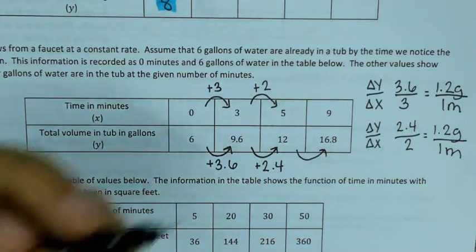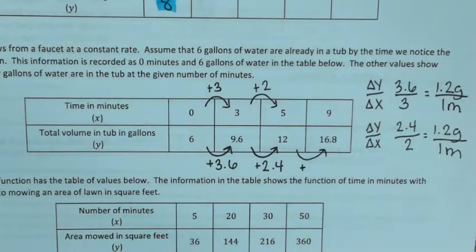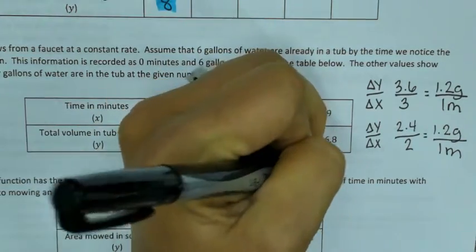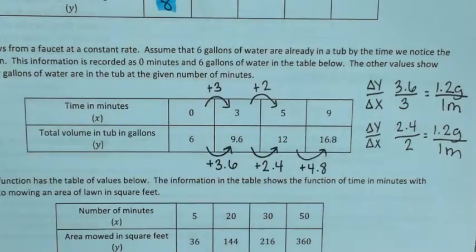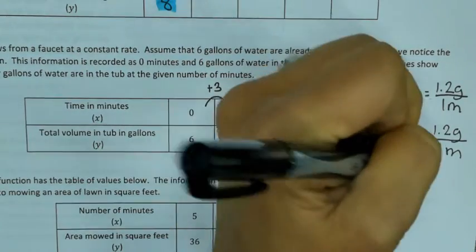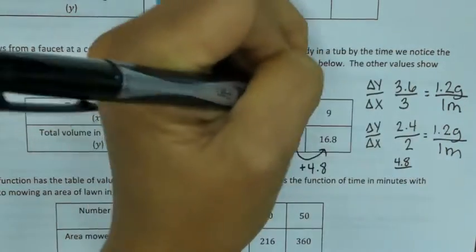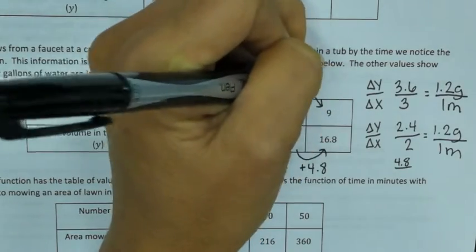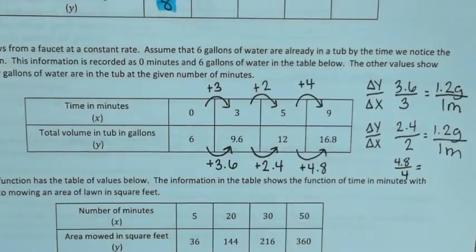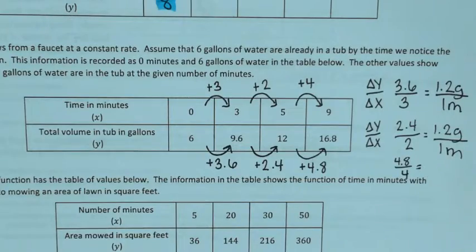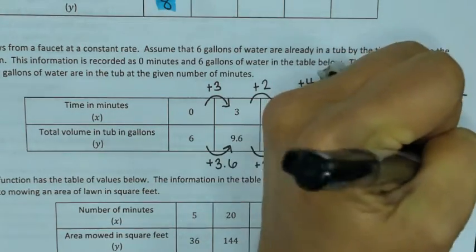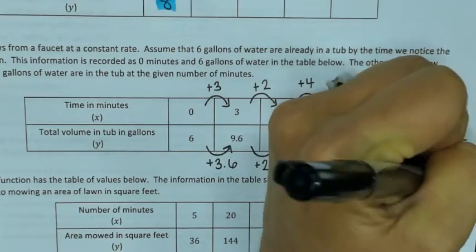You just add whatever 16.8 minus 12 is. And what is that, guys? Help them out. Plus 4.8. Plus 4.8, so I've got 4.8 for every how many minutes? For every 4 minutes. If I simplify that down, what am I going to get? If I divide that 4.8 by 4, I get 1.2 gallons every 1 minute.